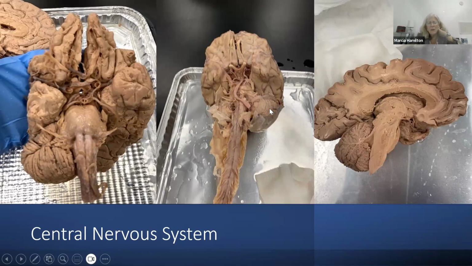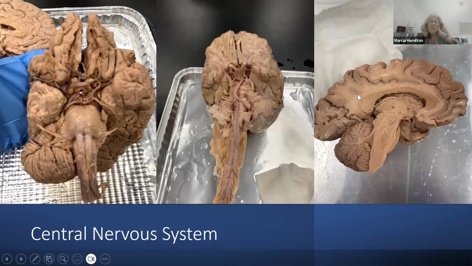And then as we come further down, we're going to go to the cerebellum. And then this is the spinal cord, and this is the anterior side of the spinal cord. And then this one is a mid-sagittal section. And once again, you can see the gray outer cortex, and then the white matter here.